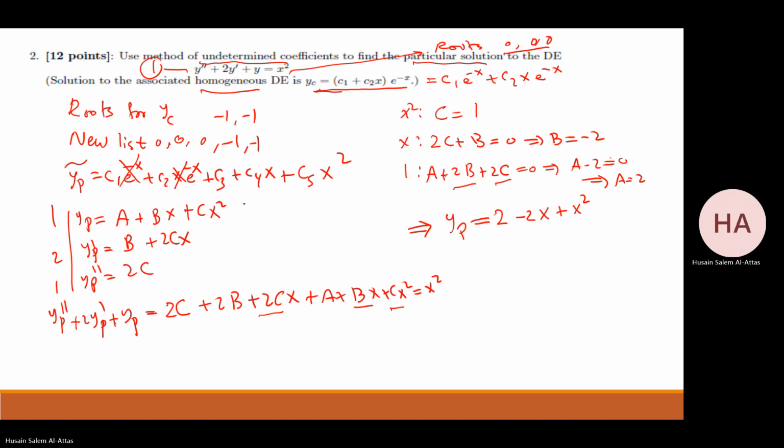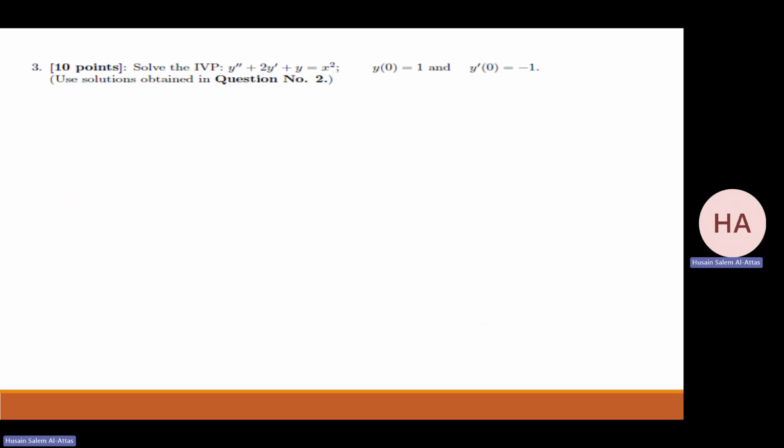Yeah. And what is the general solution? Y equals YC plus YP. What is YC? It's C1 e^(-x) plus C2 x e^(-x) plus YP, which is this one. That's it. Easy one. Solve this initial boundary problem.